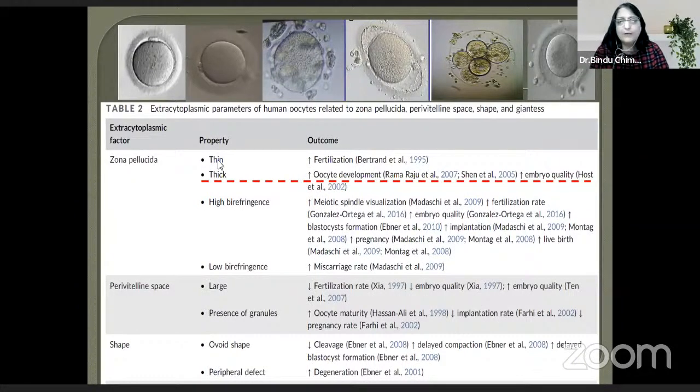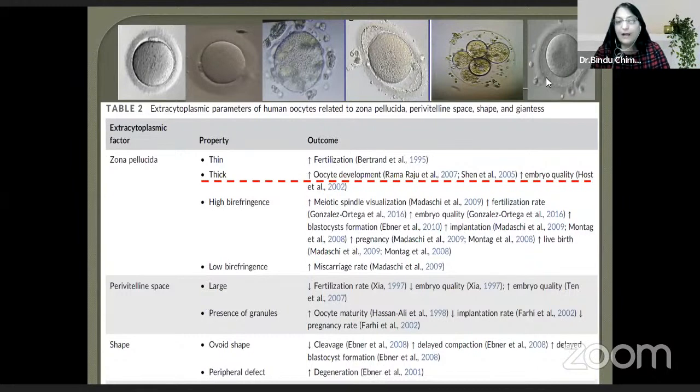So this is the zona pellucida. It is written thin, but I would like to say an optimal, this one, the first figure that you see, an optimal regular zona of a uniform thickness that increases the chances of fertilization. If it is a very thick zona, then the oocyte development, so also the embryo quality leading to the blastocyst formation is hampered because of the presence of a thick zona.